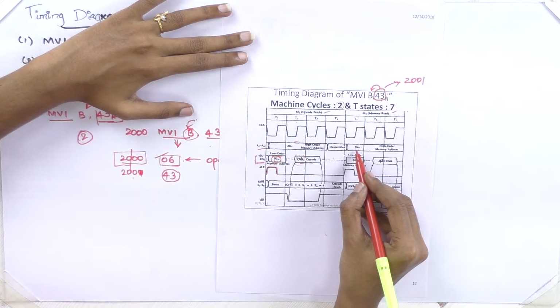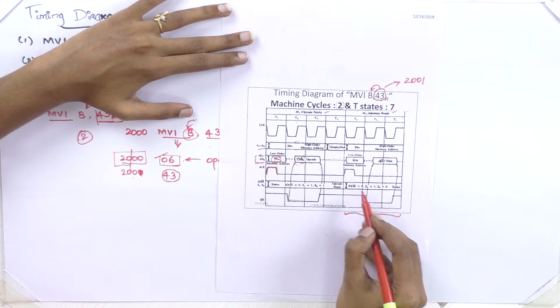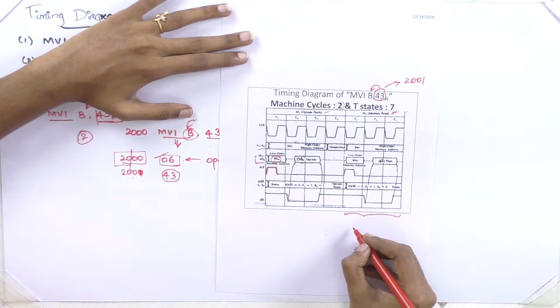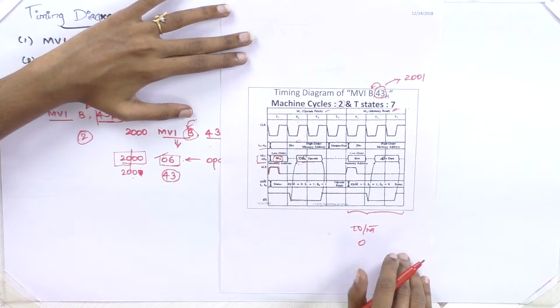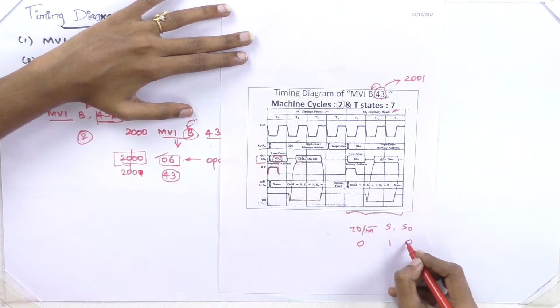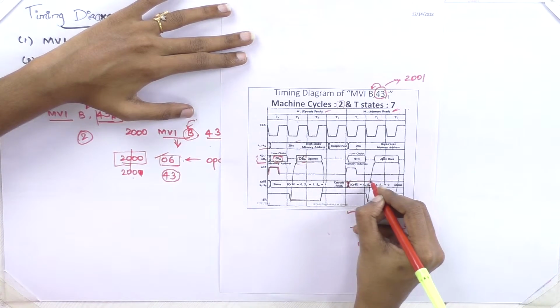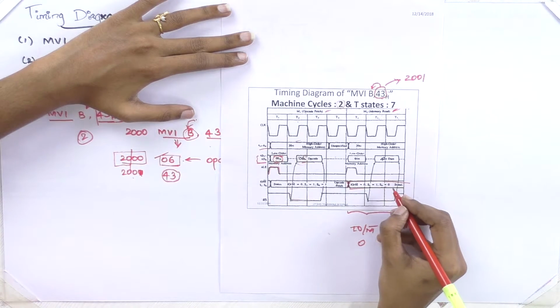And the most important thing is, now these control lines should be changed because we are performing memory read. It should be changed like IO/M bar as 0. So for a memory operation, S1 S0 will be 1 0. Okay, this value has to be changed. So that's why the signal changes here, and you have to write the signal values in the bus itself.